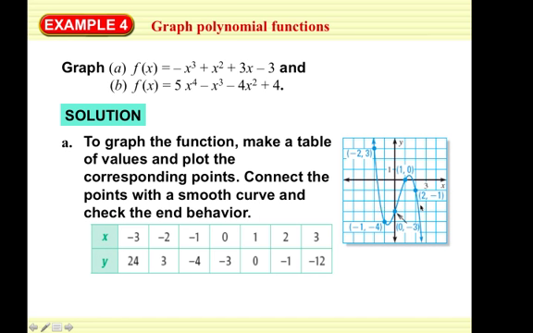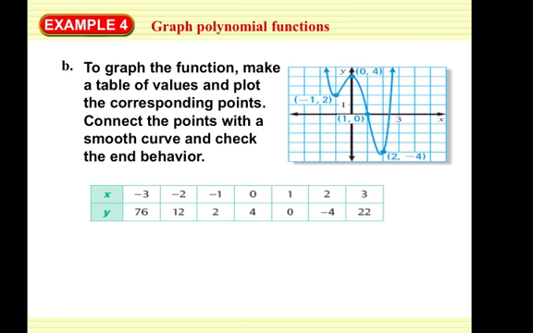And then we look at it and we go, okay, it has an odd degree, so we expect our ends to go in two different directions. We have a negative coefficient, so that would mean it goes up as we go to the left, and it goes down as we go to the right, and that's what we have here. So you just finish it. And plus, the points are kind of hinting that that's what you should do, and certainly our pattern backs it up.